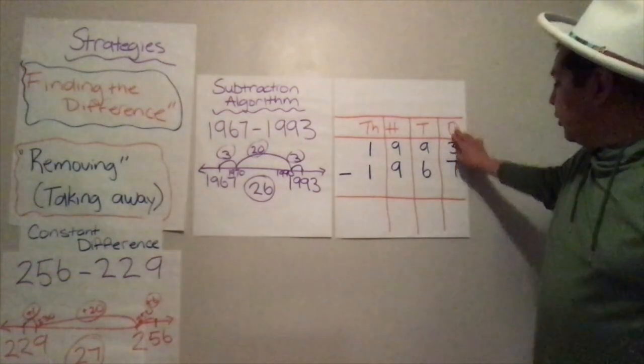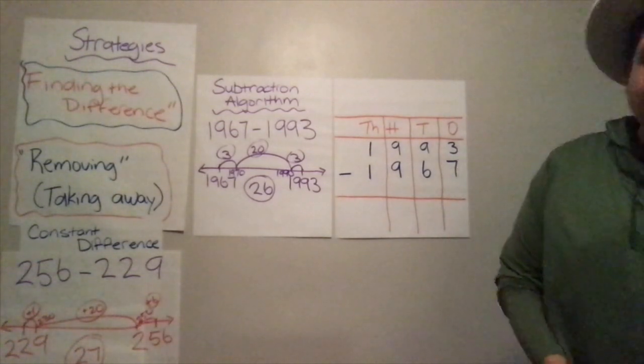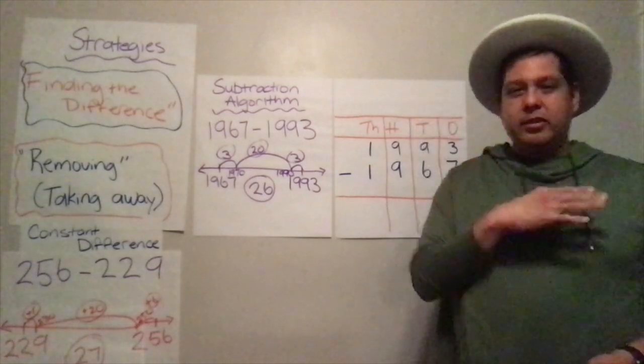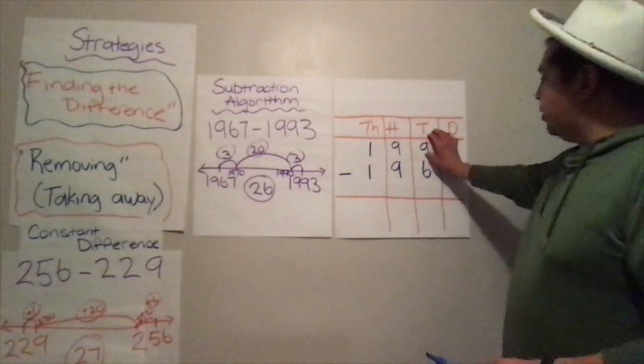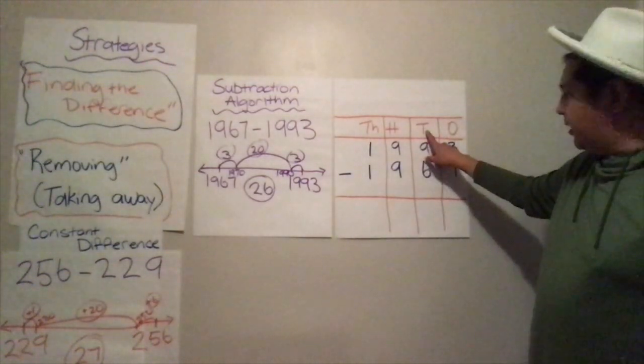So we're going to start off with our ones column here. We have 3 minus 7. The number 3 is kind of small, and from 3, we can't take away a full 7. So what we're going to do is head over to the top, to our bigger number here. We're going to borrow from this tens place here.